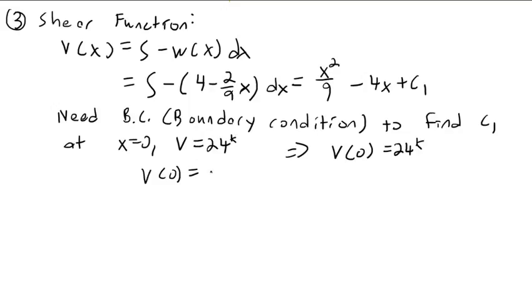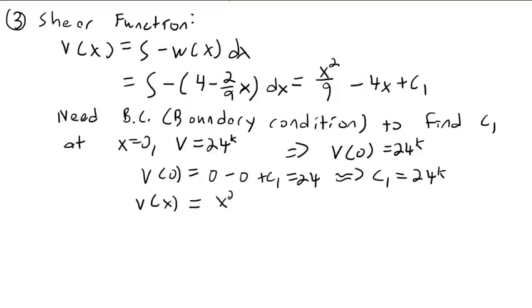V of 0, if I plug in x equals 0, I get 0 minus 0 plus C1 equals 24. That produces that C1 is equal to 24 kips. So therefore, V as a function of x is equal to x squared over 9 minus 4x plus 24, and this is in kips.